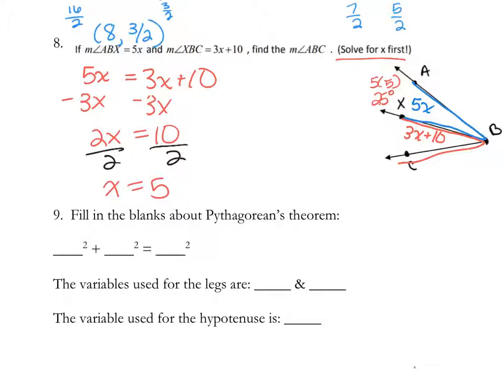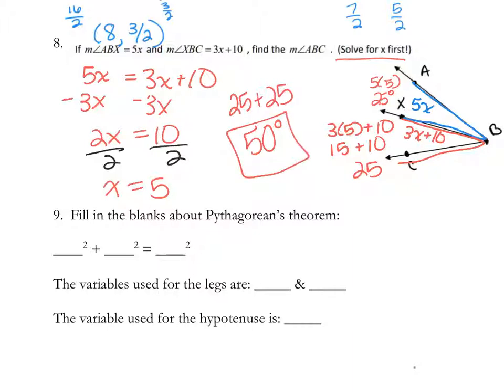And then hopefully I get the same thing because it's a bisector, so it cuts the big angle in half, so I should get the same number for angle CBX. So I have 3 times 5 plus 10, that's 15 plus 10, so that's 25. So altogether, 25 plus 25 gives us 50 degrees.